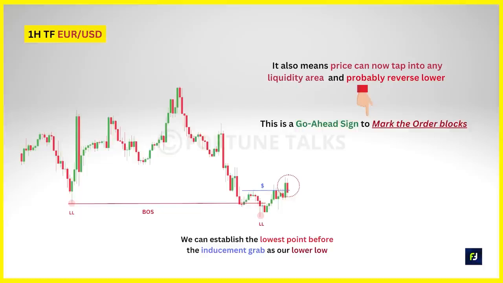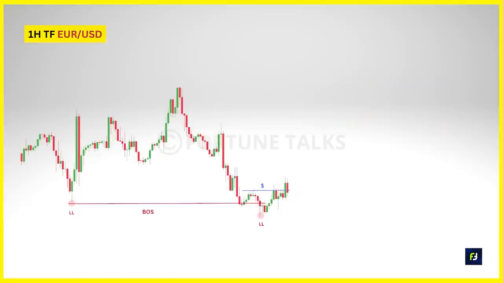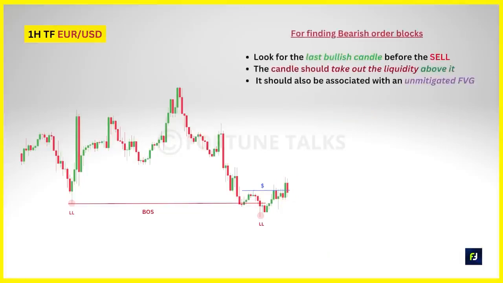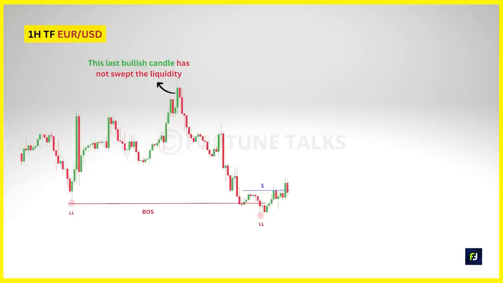This also gives us a go-ahead signal to mark our order blocks. Let us start from the highest point of the impulse move that generated the structure break. By definition, a bearish order block is the last buying candle before the sell. In addition to this, it needs to sweep the liquidity above the minor highs and it should also be associated with an imbalance. Now this is the last buying candle, but it has not swept the liquidity.